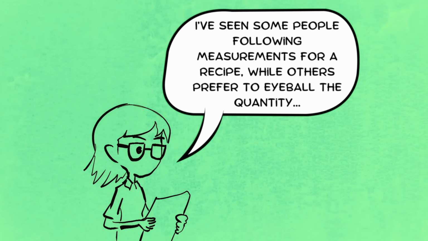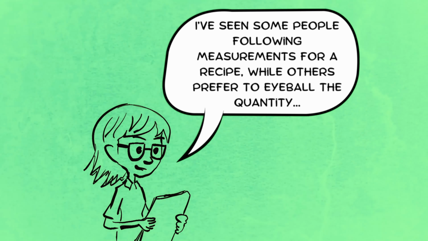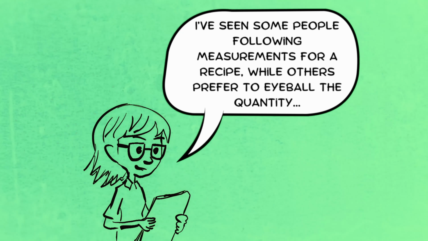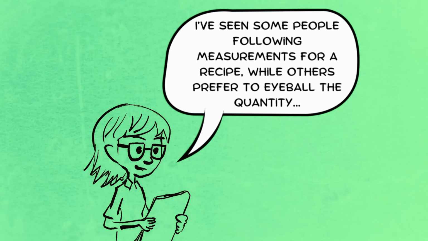There's one that's the opposite. It's the long question probe, or going with a preamble before the question. I've seen some people following measurements for a recipe, while others prefer to eyeball the quantity. Can you share more of your experience when it comes to measuring for recipes? They're good to get people more in a conversational tone. So if you notice someone who's a bit shy, a bit reserved, the long question probe doesn't lead to better answers, but they can induce participants to start talking.